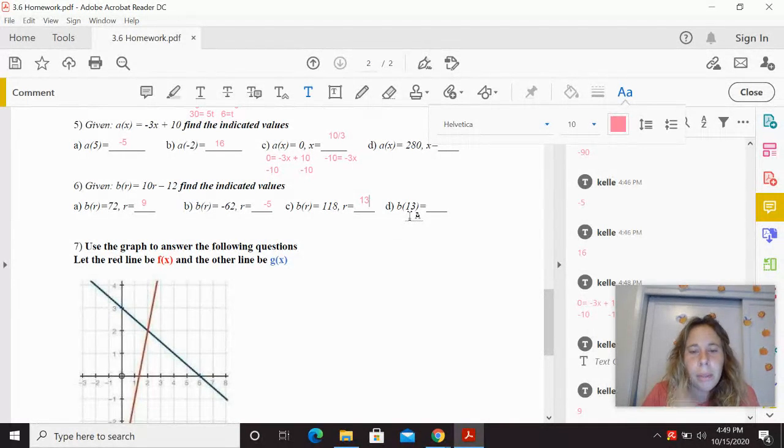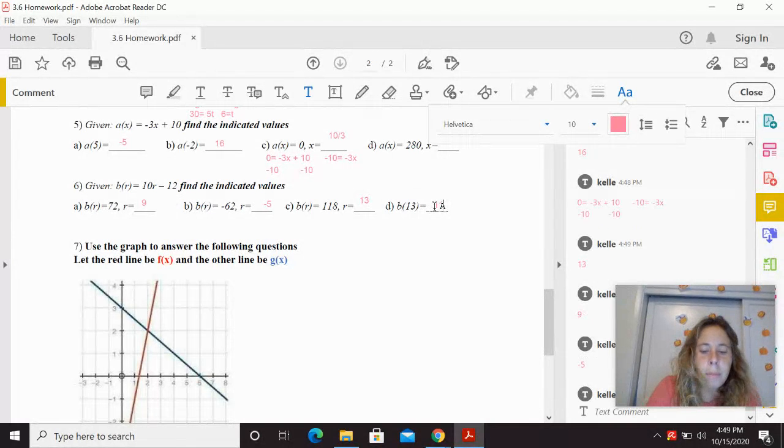And then B of 13. So this time you're just substituting 13 in for r. So it would be 10 times 13 is 130 minus 12, 118.